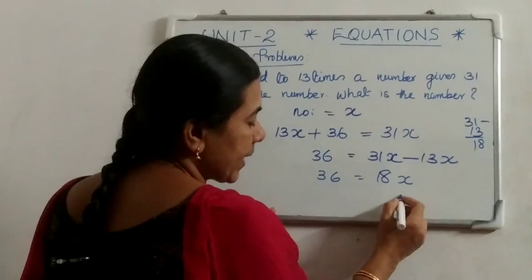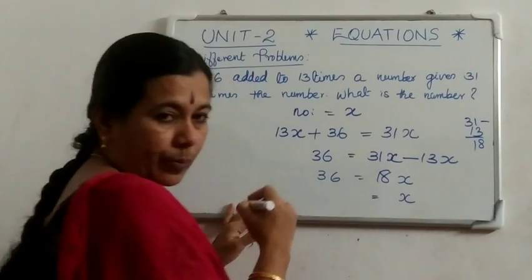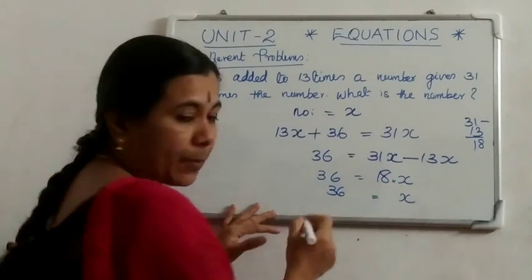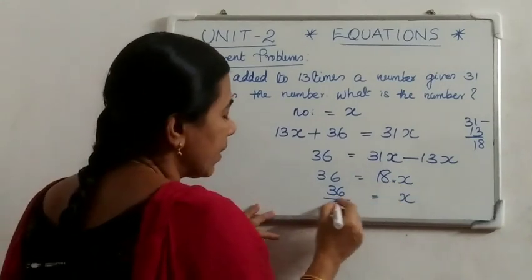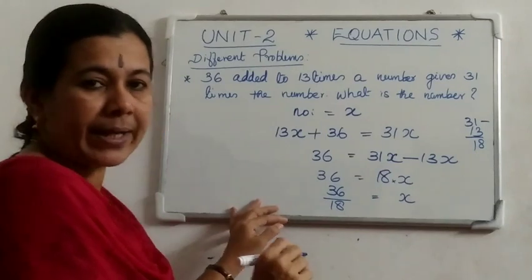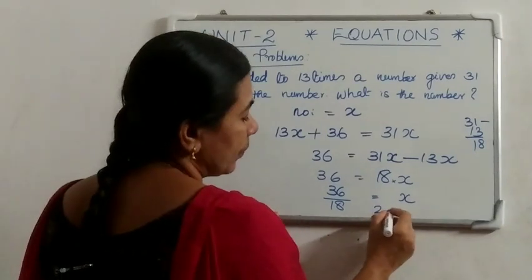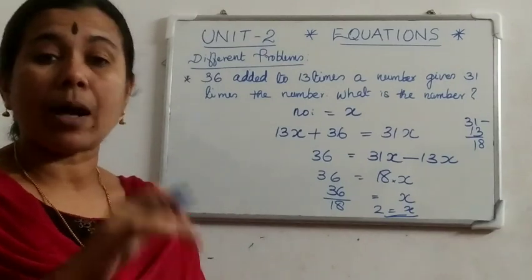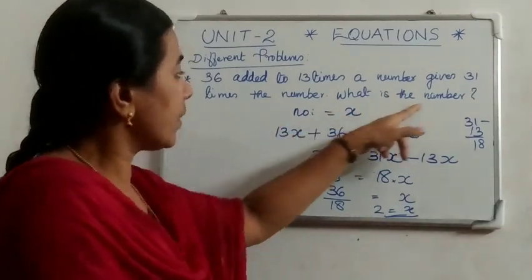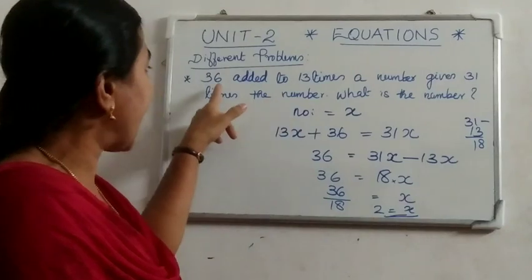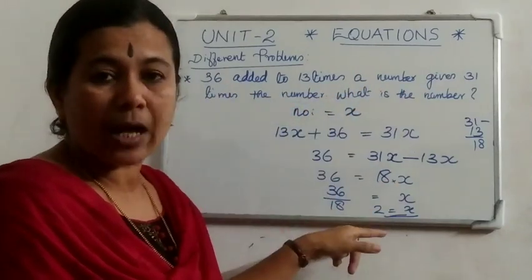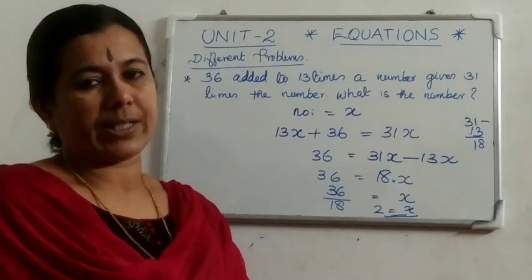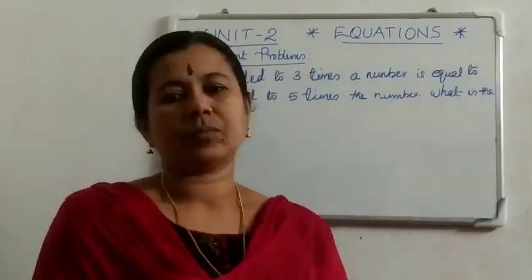Then we want to find x. Therefore x is equal to the left side number 36. This 18 is multiplied here, so it goes to the other side as division. 36 by 18, how much? 2. Therefore we got x as 2. That is the number, 2. Do these operations with the number and we will get the correct equation. Verify it.